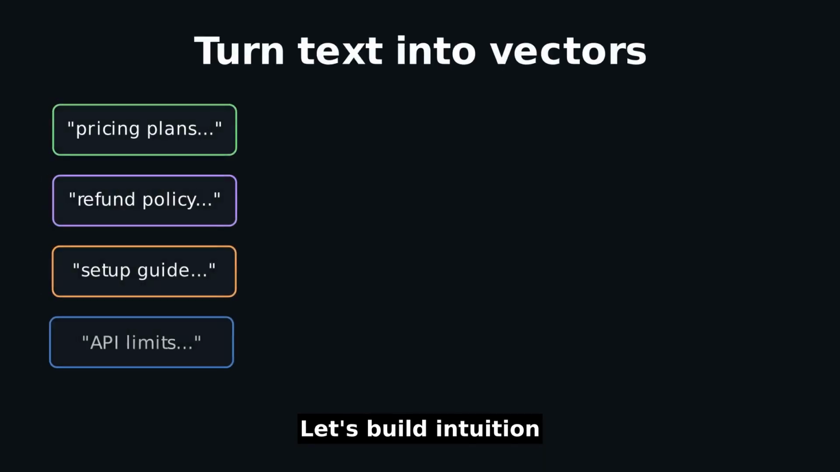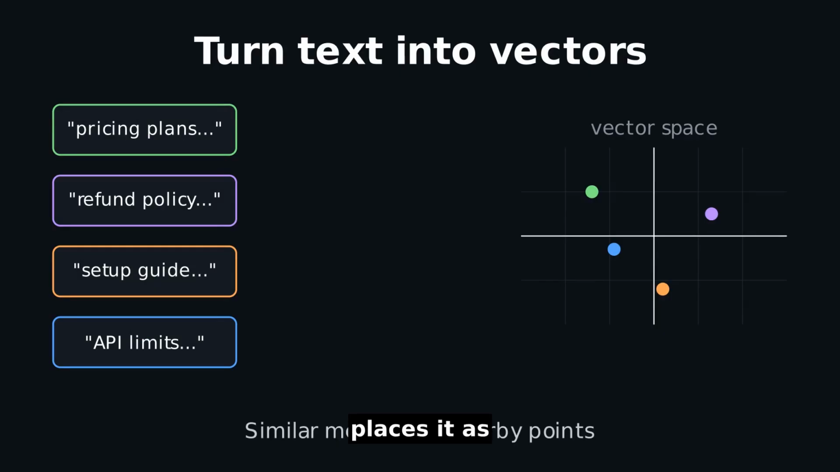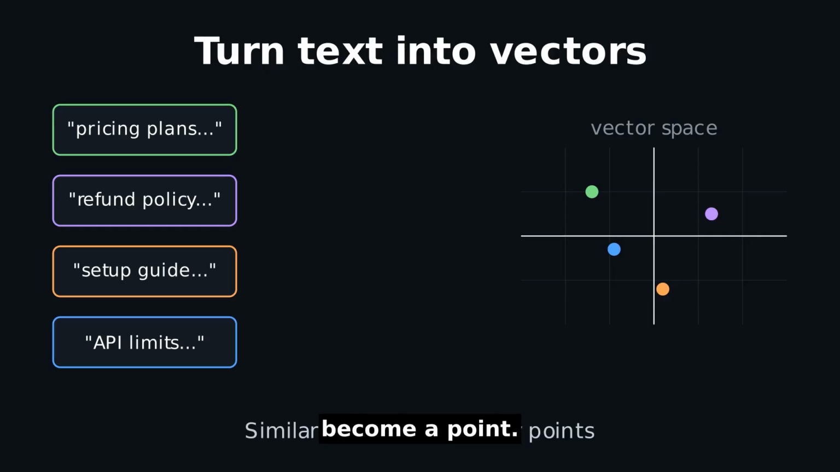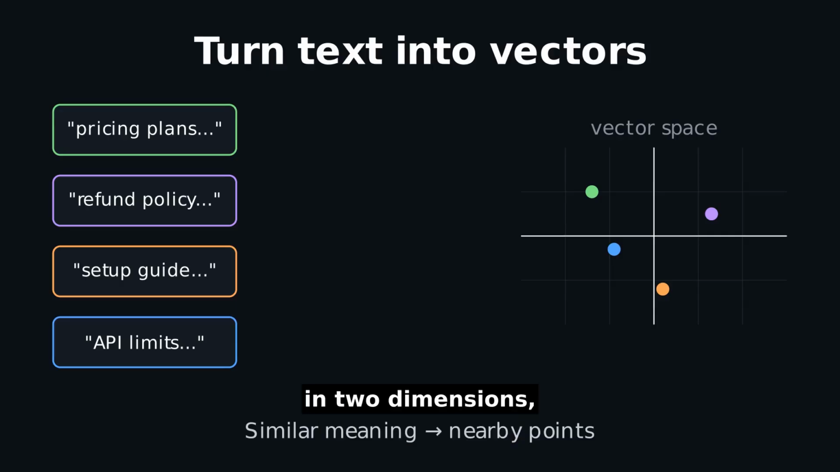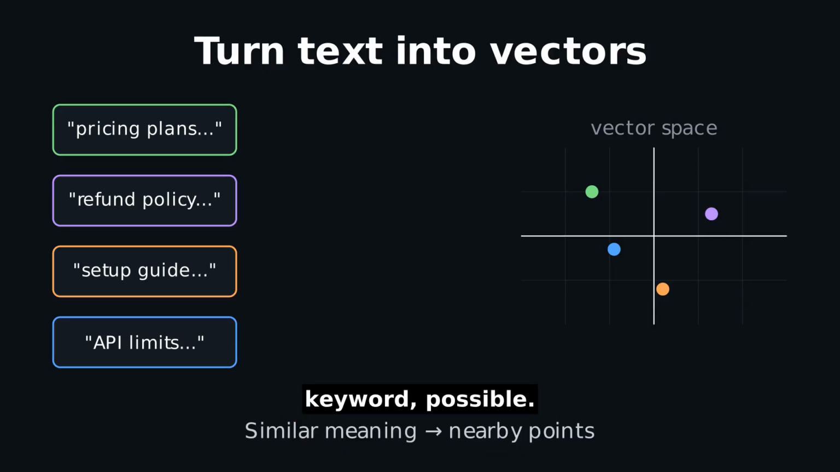Let's build intuition for the key idea, embeddings. An embedding model reads a piece of text and places it as a point in a high-dimensional space. The magic is that meaning becomes geometry: passages about similar topics land near each other, and passages about different topics land far apart. Here are documents, pricing, refunds, setup, limits, each become a point. We've drawn it in 2 dimensions, but a real embedding lies in hundreds or thousands. The only thing that matters is this: closeness in this space means closeness in meaning. That single property is what makes search by meaning, instead of by keyword, possible.